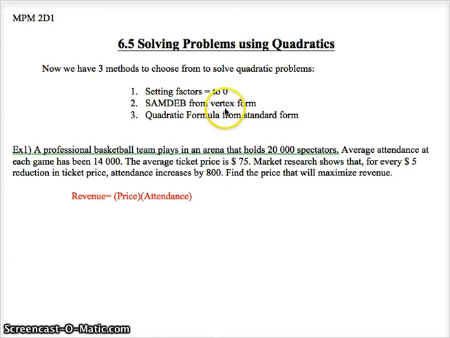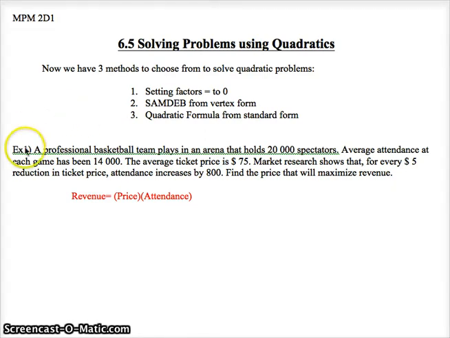We can go from vertex form and use SAM-DEB. Or the third and final method is from standard form, where we can use the quadratic formula. So I have three examples for you. We're going to use the three different formats for solving, so that you have an example for each.